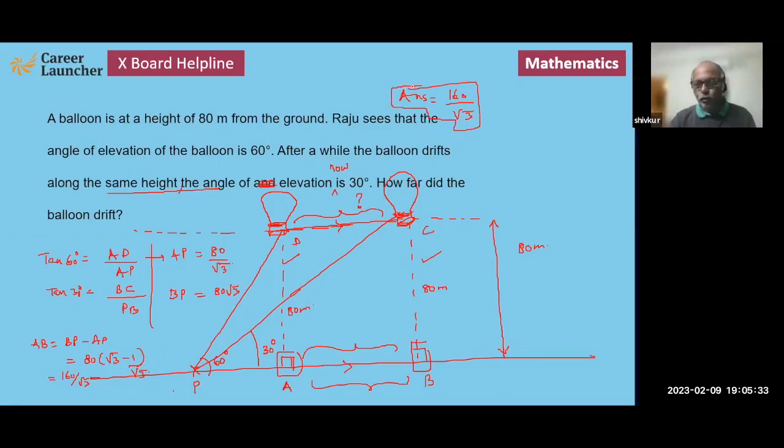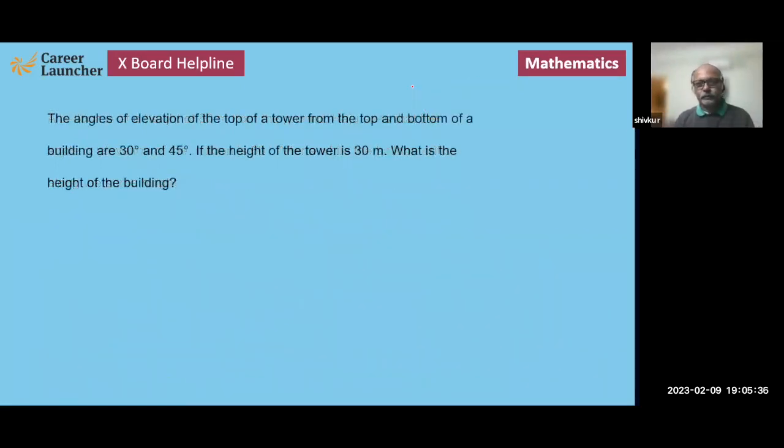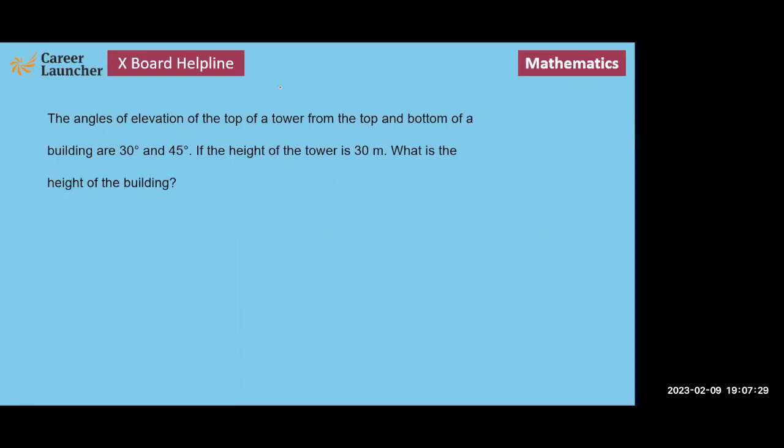Okay, then we'll move to the next question. This is a simple question. I'll give you just 2 minutes for this. So what is it? The angles of elevation of the top of the tower, from the top and bottom of a building are 30 degrees and 45 degrees respectively. Top is 30 degrees, bottom is 45 degrees. If the height of the tower is 30 meters, what is the height of the building?